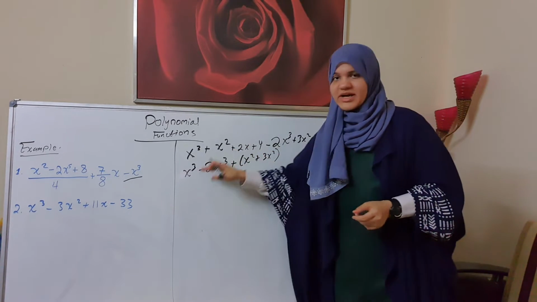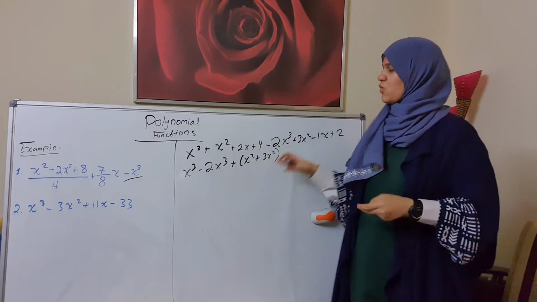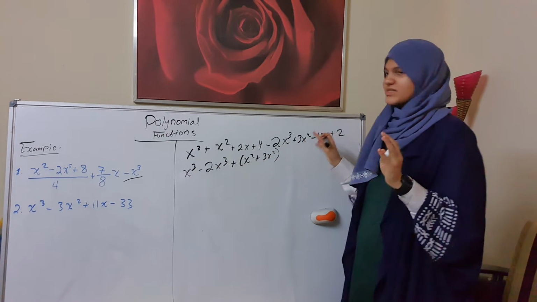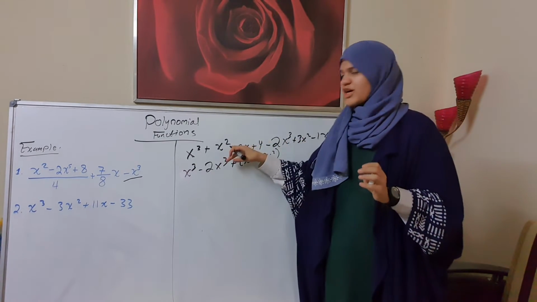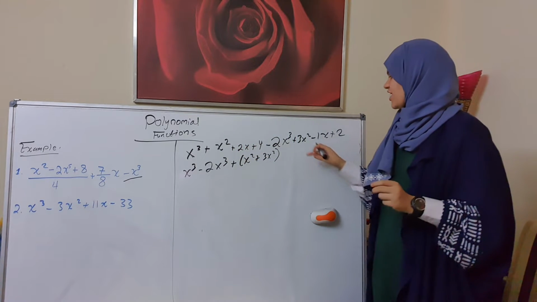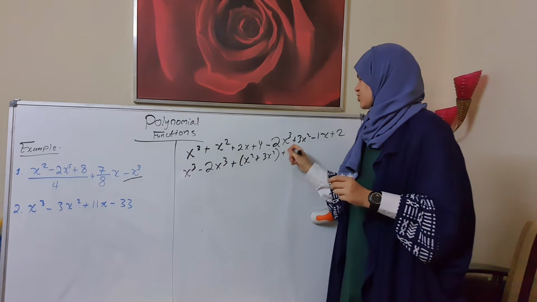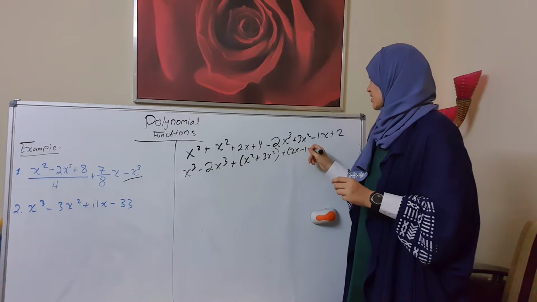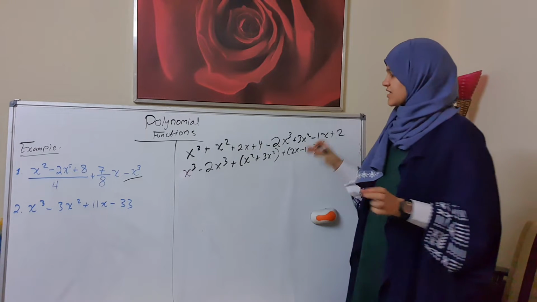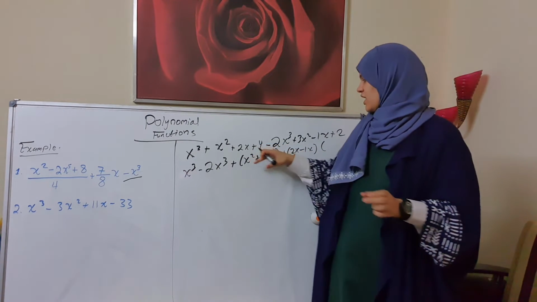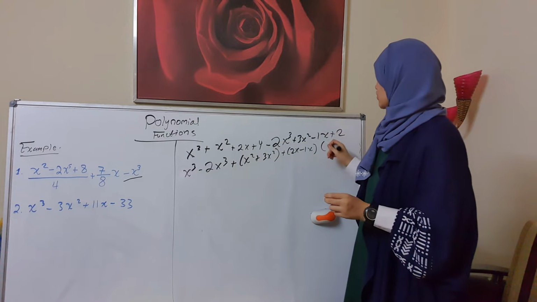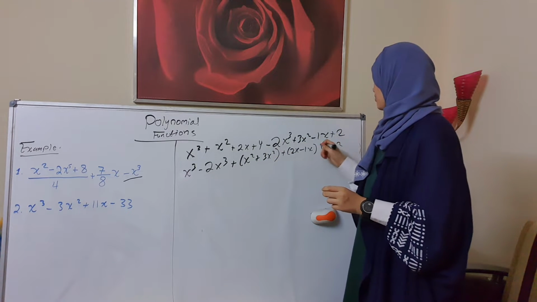After we finish with x to the power 3 and x to the power 2, we have x and the constant number itself. For x, we have positive 2x and here we have negative 1x, so it will be positive 2x minus 1x. Now the constant number: we have positive 4 and positive 2, so it will be 4 plus 2.